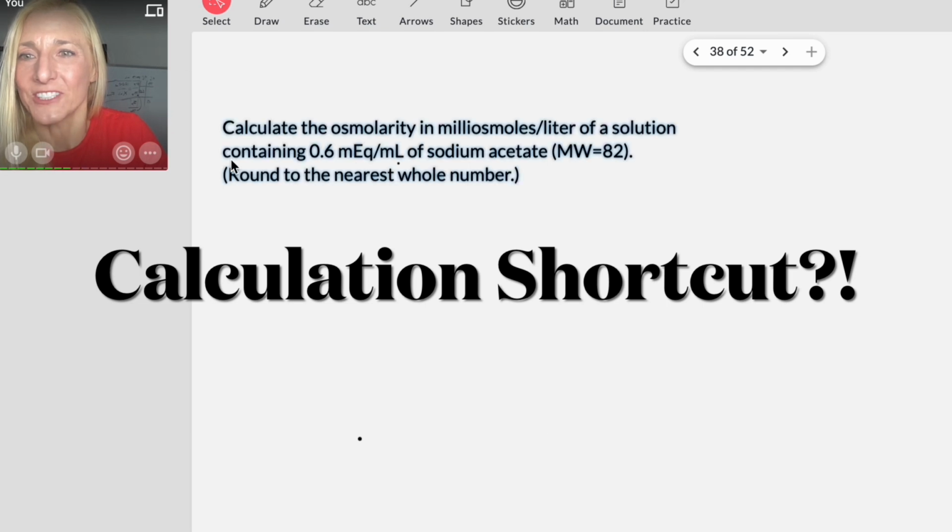Here we have a question. Calculate the osmolarity in milliosmoles per liter of a solution containing 0.6 milliequivalents per milliliter of sodium acetate. Molecular weight is 82, round to the nearest whole number.